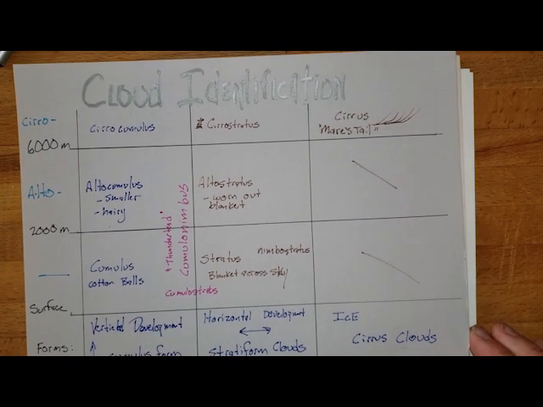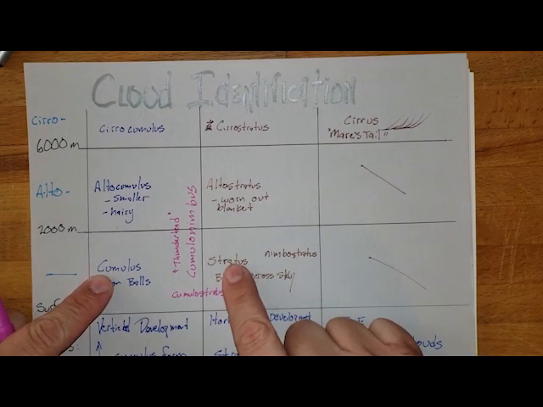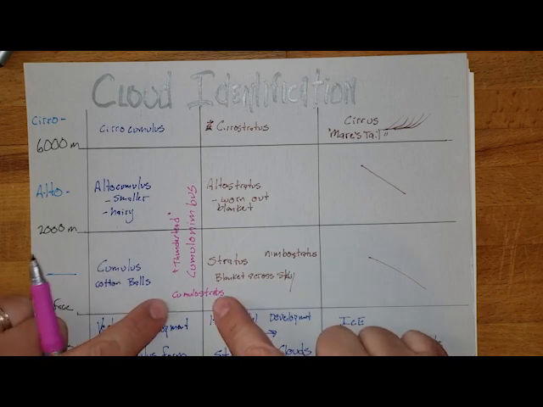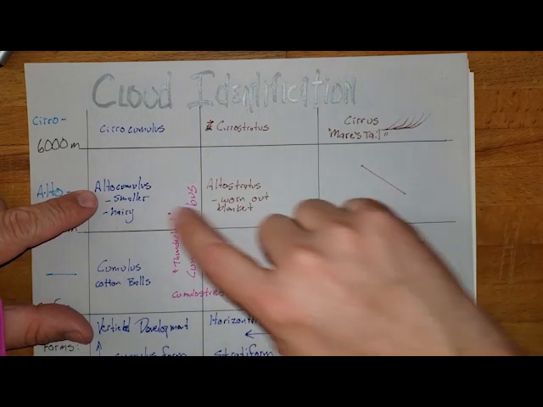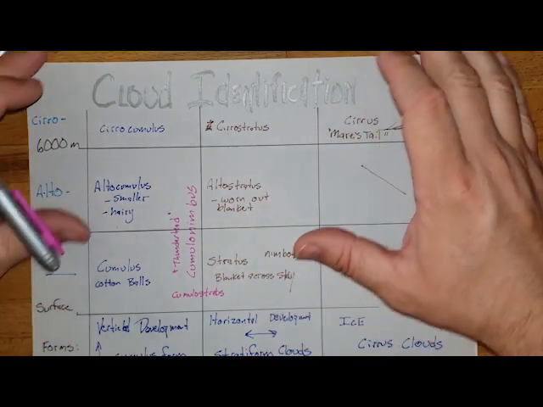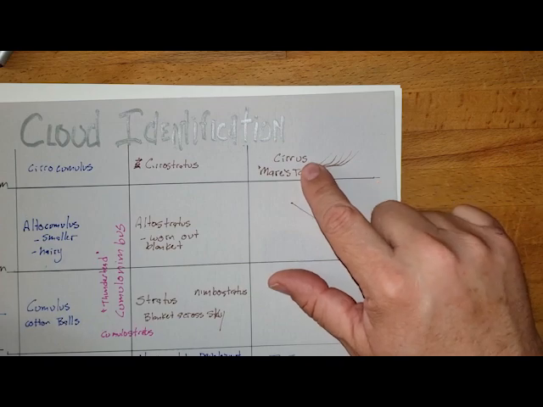But that's going to be our naming convention for our different clouds. Cumulus, stratus, and nimbostratus. Combine them together and we get cumulostratus, altocumulus and altostratus, cirrocumulus and cirrostratus, and then our cirrus clouds at the very top.